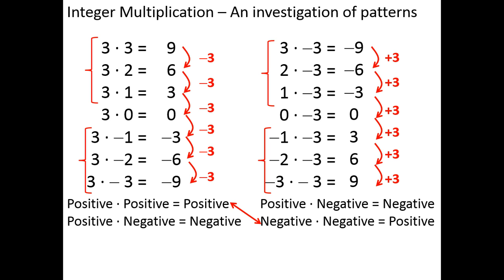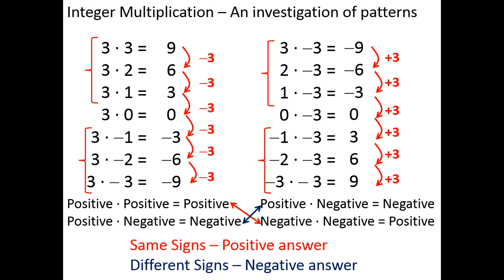So if we take a look at which number patterns gave us positive results, that was when the signs were the same of the two factors we were multiplying. And the ones that gave us a negative result were when the signs of the two factors were different. So that's how we've got sign rules for multiplication that we can demonstrate by looking at number patterns.